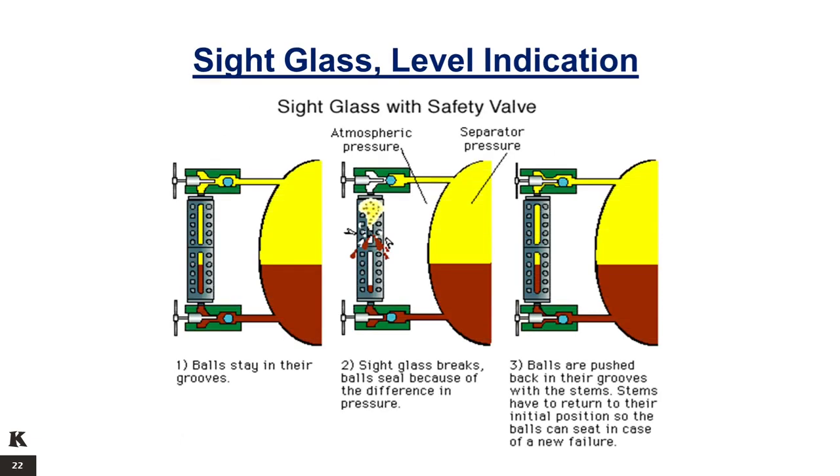The sight glass is a weak point on the integrity of the separator. Because of this, two safety valves are installed on the ports to the separator. Both will shut if the flow past them exceeds their design point.